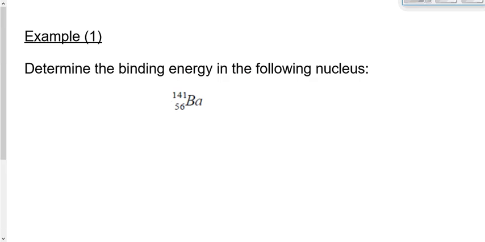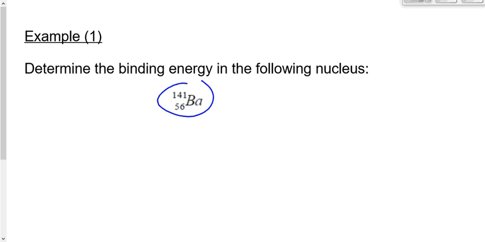All right, let's take a look at a couple examples. The first one is probably the more straightforward one, the simpler one. It says determine the binding energy in the following nucleus. Ask yourself this: where does binding energy come from? Mass defect. So what do we need to find to get the binding energy? The mass defect. How do we define mass defect in the context of a single nucleus? It's the difference in mass between the nucleus and the nucleons.